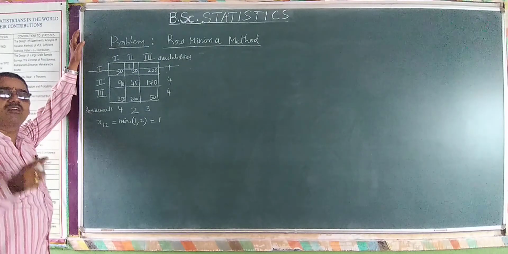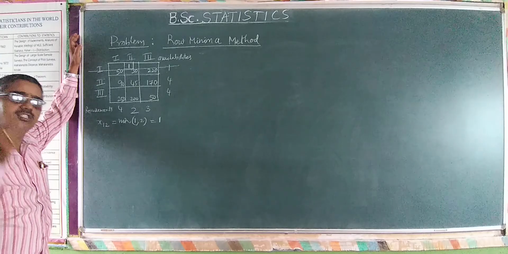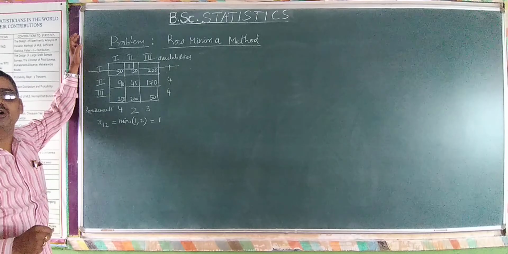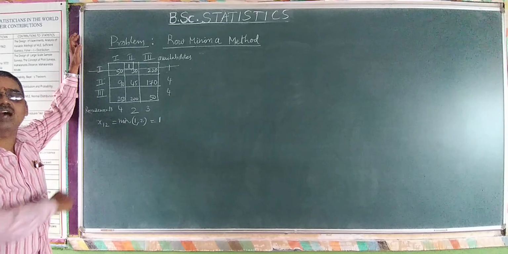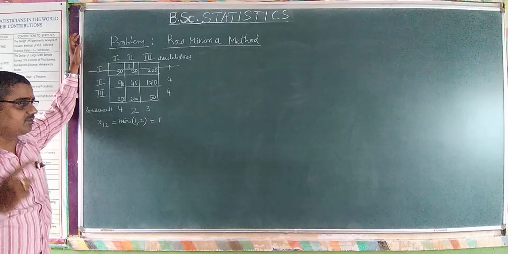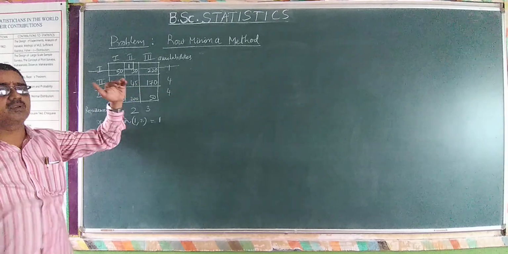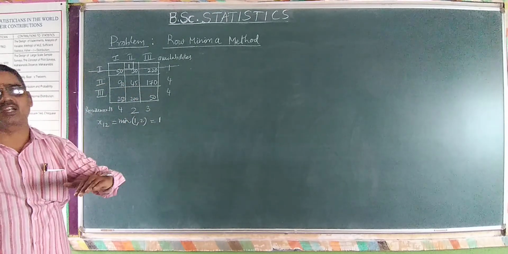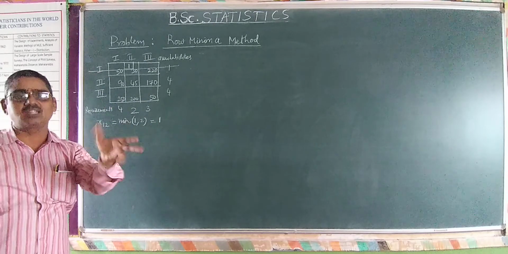Until the first row is cancelled, we have to do this allocation. If the first row was not cancelled, then you have to reconsider the first row and do the allocation on it again. Consider the next minimum cost, and then do the allocation on that cell. That is the procedure required in the row minima method. So consider the first row, make as many allocations as possible, and after cancelling the first row, go to the second row. If the first row was not cancelled, reconsider the first row and do the allocations. That is the procedure.